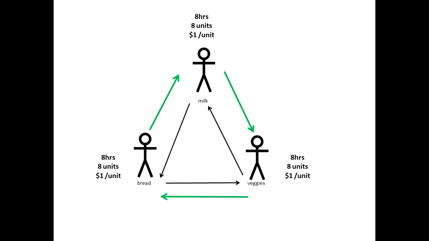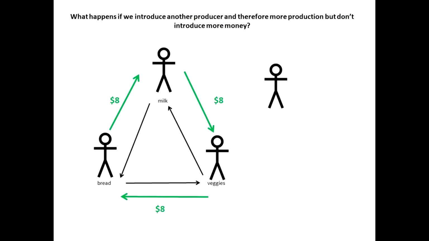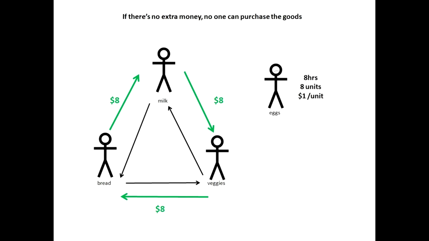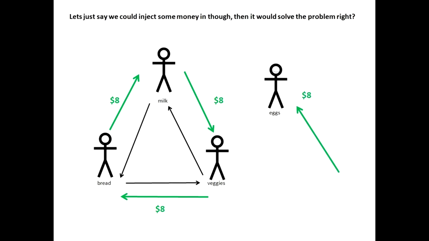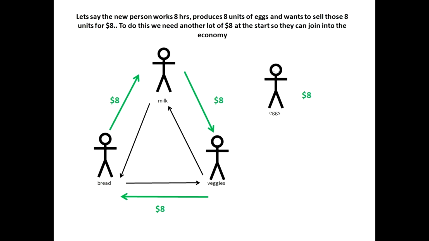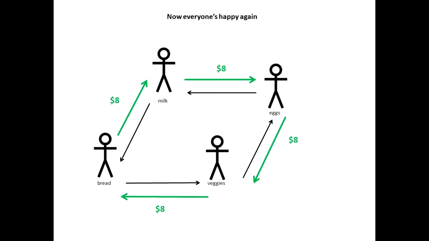What about another form of growth? This time we'll look at an extra producer. We go back to the 8-hour days again and we'll go from that. If our new person works 8 hours and produces 8 units of goods, then if there is no new money in the economy, no one can buy the goods. If we inject some money into it though, then it would solve the problem. Let's say we inject $8. Then we have enough money in the economy for all the produced goods to be sold, and everyone's happy.